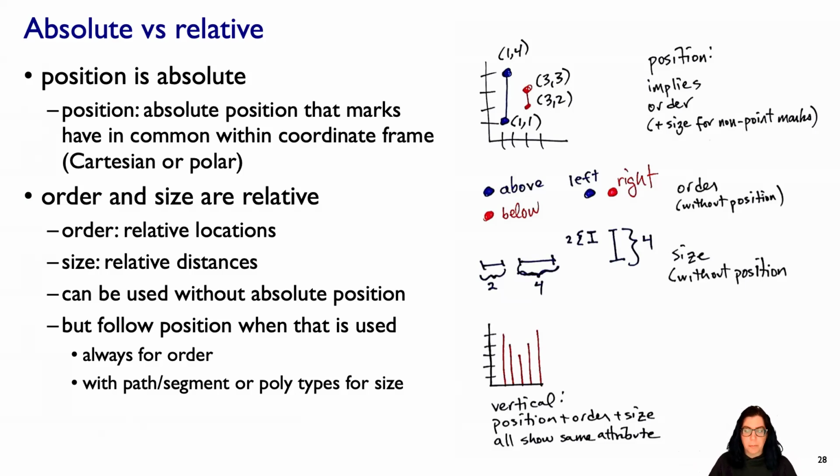Notice how, for example, in this bar chart here, in that vertical direction, we've got all three things being shown the same attribute. The actual absolute position shows the attribute. The order, right, we can see there's taller bars and lower bars. That order also comes from that same attribute. And the size is the same attribute. The actual length of the lines is a one-to-one mapping with the position of the top of those lines.